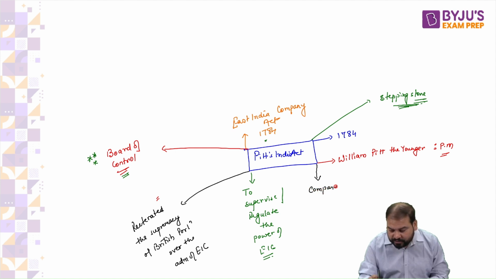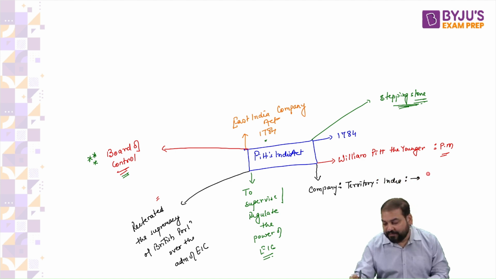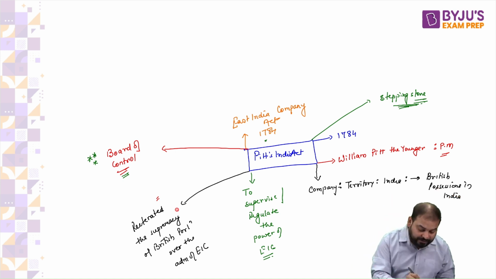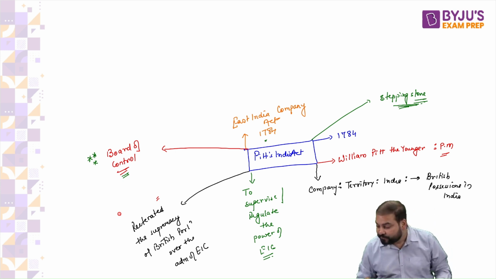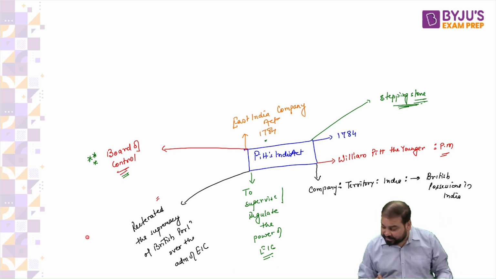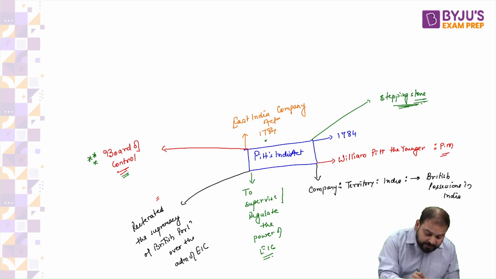All the territory that the company had in India, they were explicitly called British possessions in India. Clearly, you all can see they are trying to show the supremacy of the British government. Am I clear? Now come to board of control.